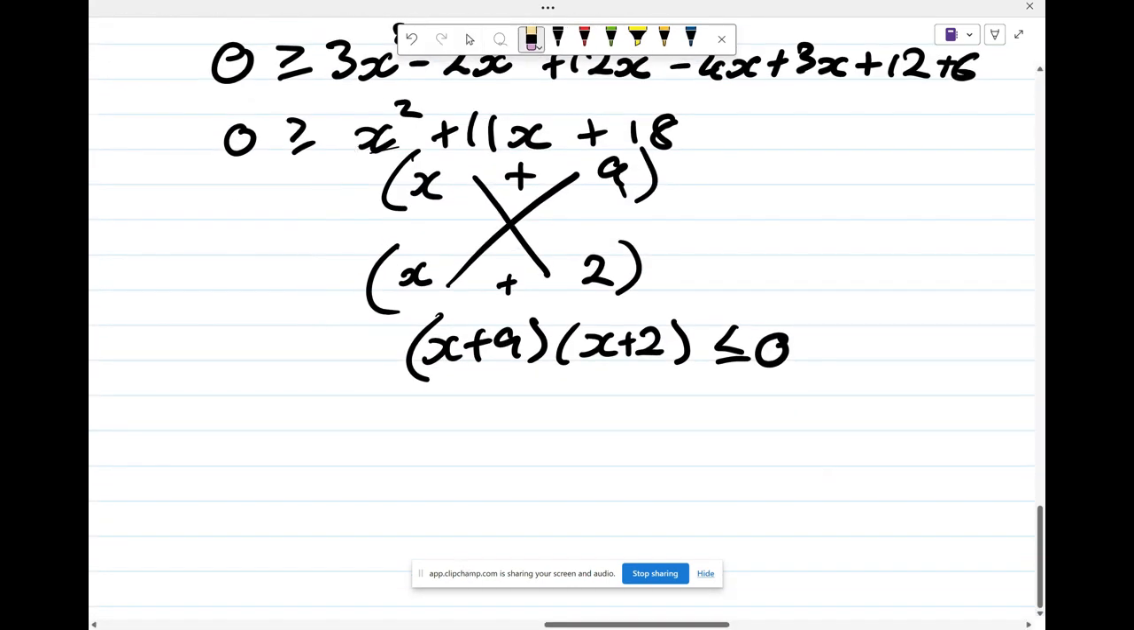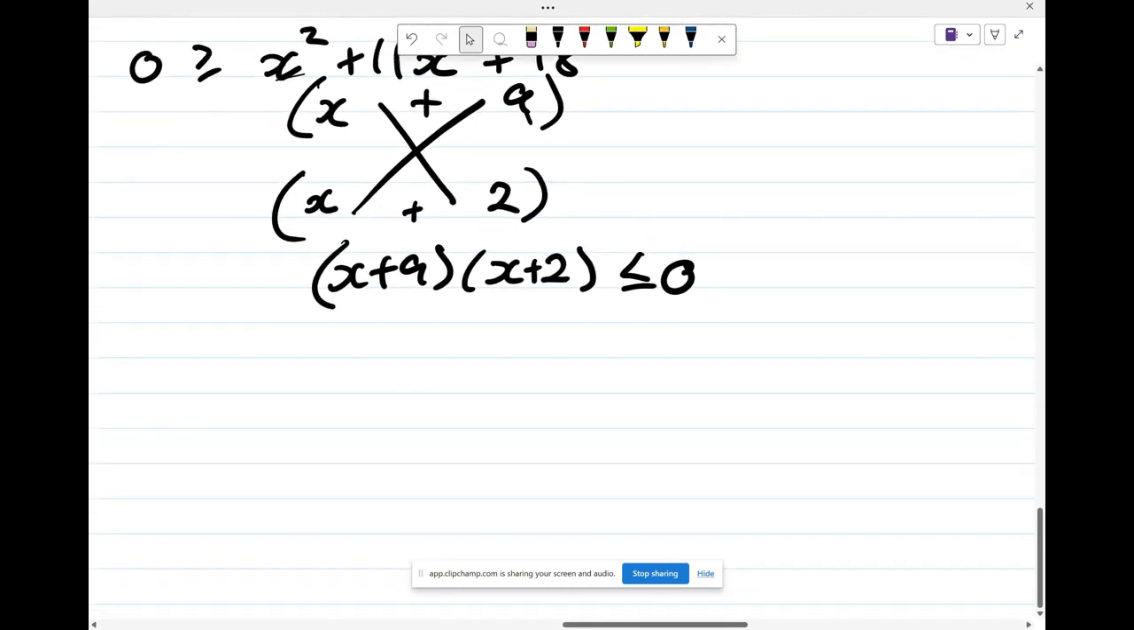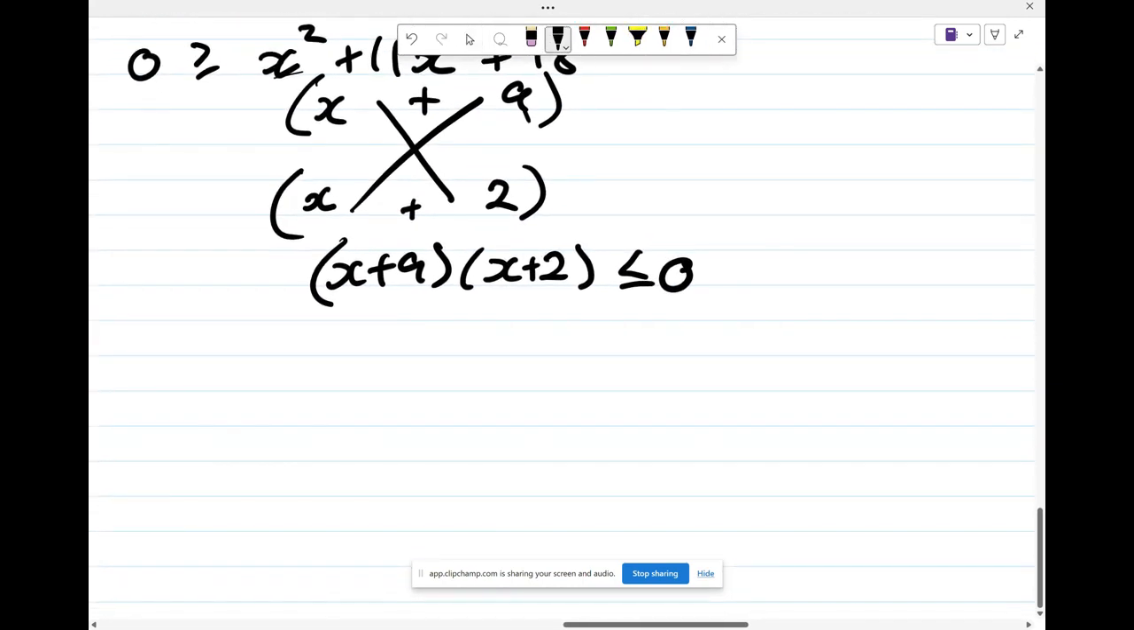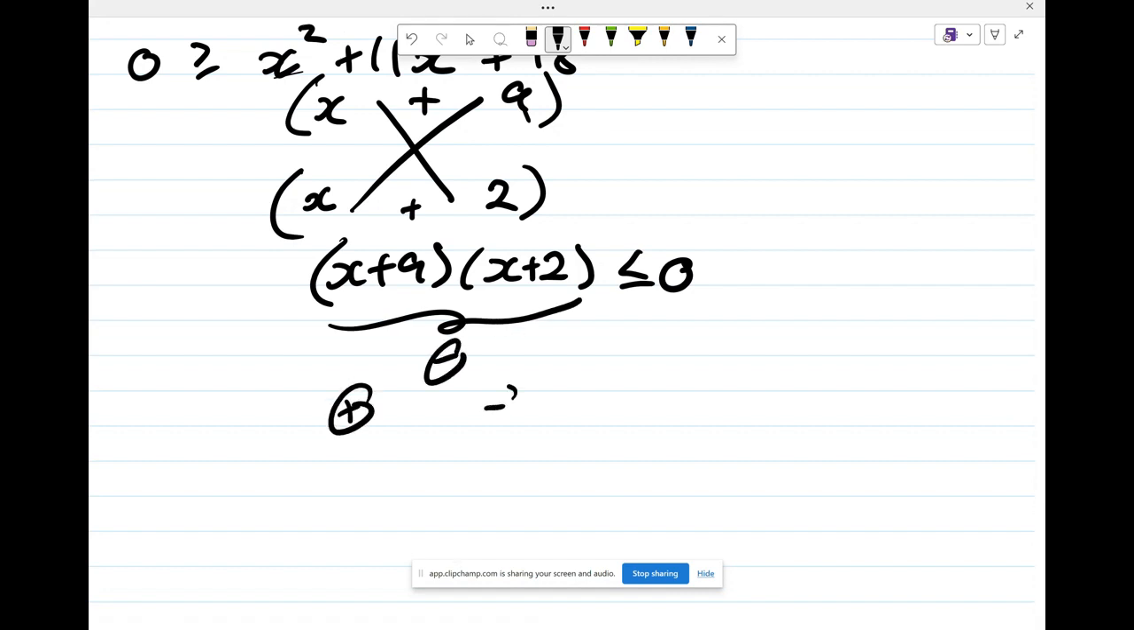Okay, great. So same thing, if the whole thing multiplied together is less than or equal to 0, that means it is negative. And the way that happens is if this one's positive and that one's negative, or this one's negative and that one's positive.